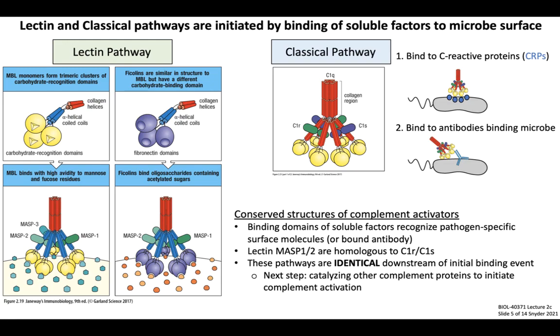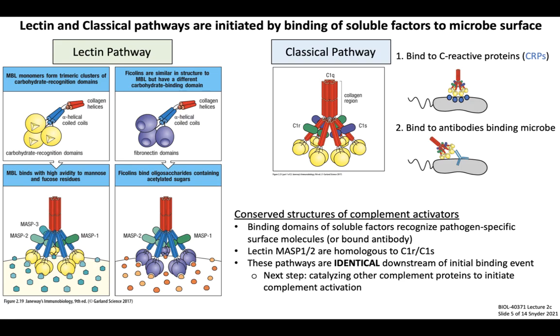Number two is that the MBLs, ficolins, and C1 all look structurally similar, which we can see in the diagrams here on the left. They have a collagen stem, which is then connected to recognition domains, which are the clusters of balls on the end of the molecule that actually bind to the pathogen. These soluble molecules have homologous enzyme domains as well, as the MASP1 and 2 found in lectins is homologous to C1r and C1s in the classical C1 protein.